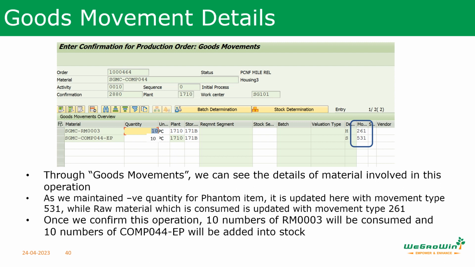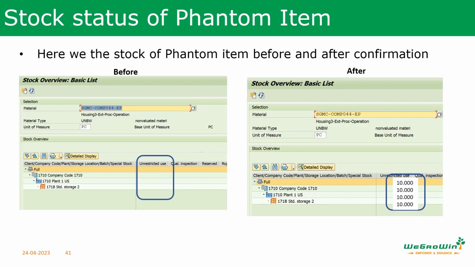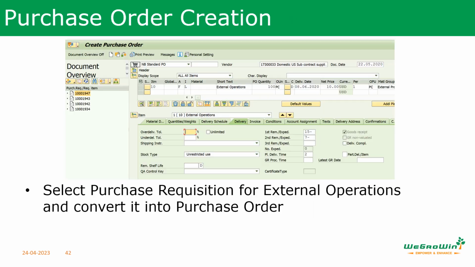At the same time, the raw material to be consumed is updated here with movement type 261. So please take note of these movement types. Once we confirm this operation, 10 numbers of raw material will be consumed and 10 numbers of the phantom item will be added into the stock. That is the meaning of this. Here we see the stock of the phantom item before and after confirmation. Since we confirmed the 10 numbers, we get these 10 numbers of phantom here. So now we got the phantom item into the stock.